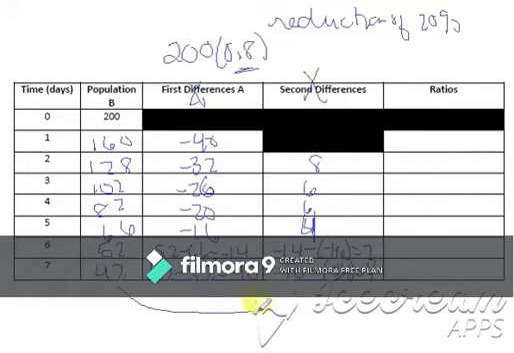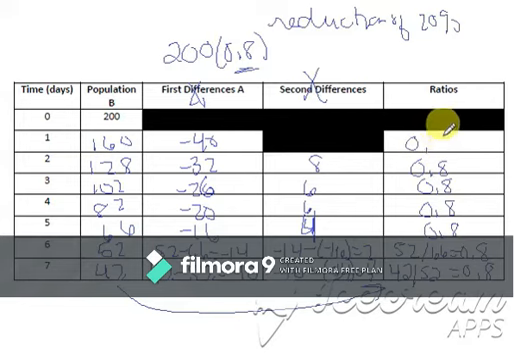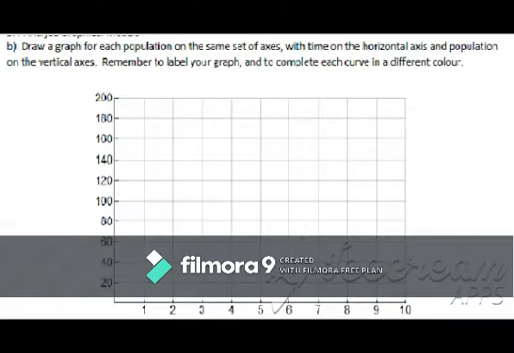But if you take this Y value and you go up the Y column and you do 42 divided by 52, you're going to get that 0.8. You do the 52 divided by 66, you're going to get that 0.8. And if you keep going all the way up, you're going to get 0.8 for the entire thing. Therefore, we can say, because the ratios are constant, therefore it's exponential. So what we just did was we used first differences, second differences, and ratios to determine whether a table of values is linear, quadratic, or exponential.